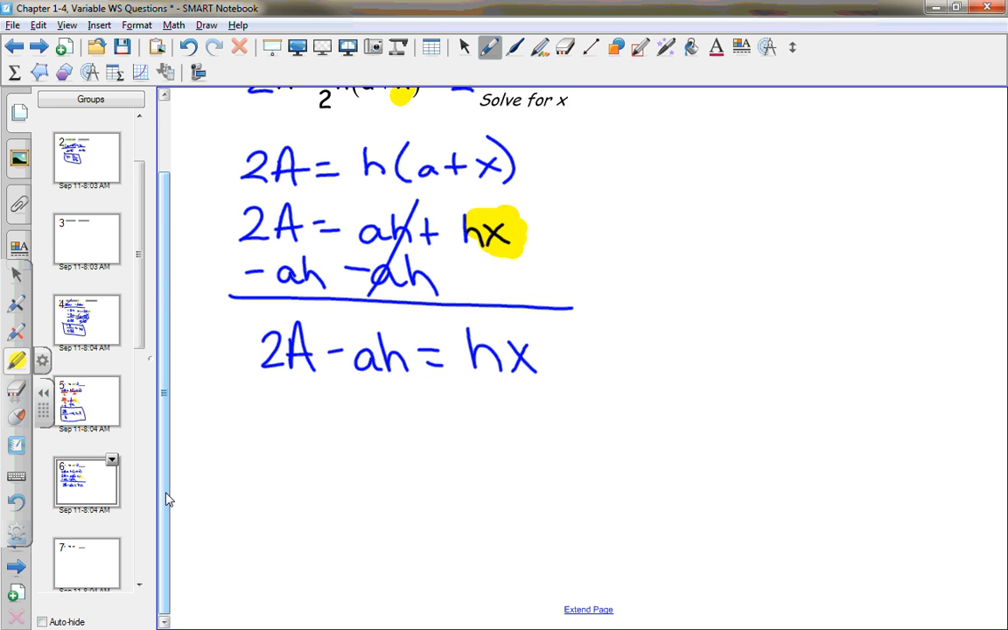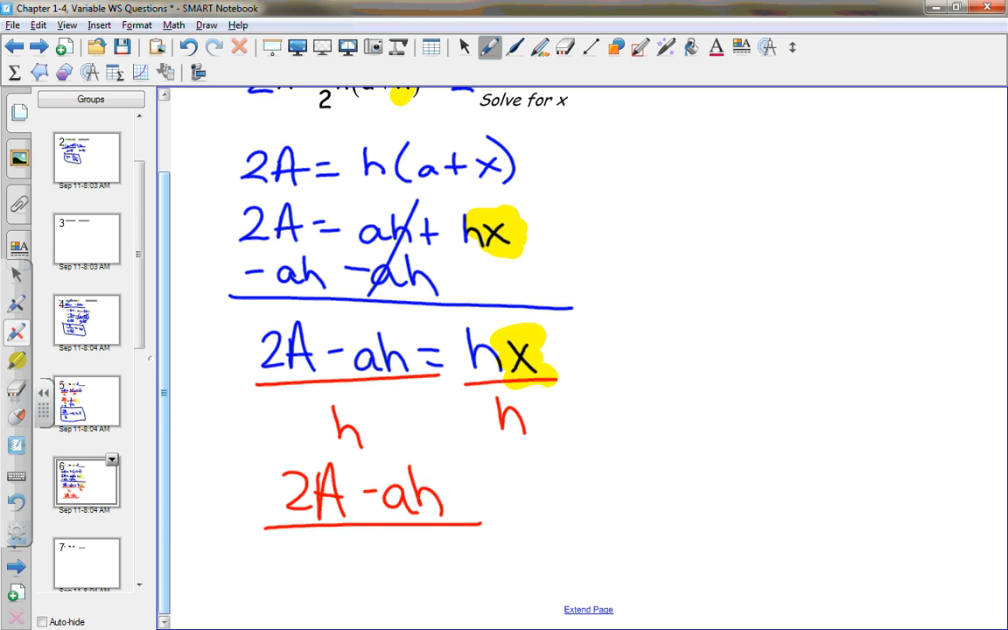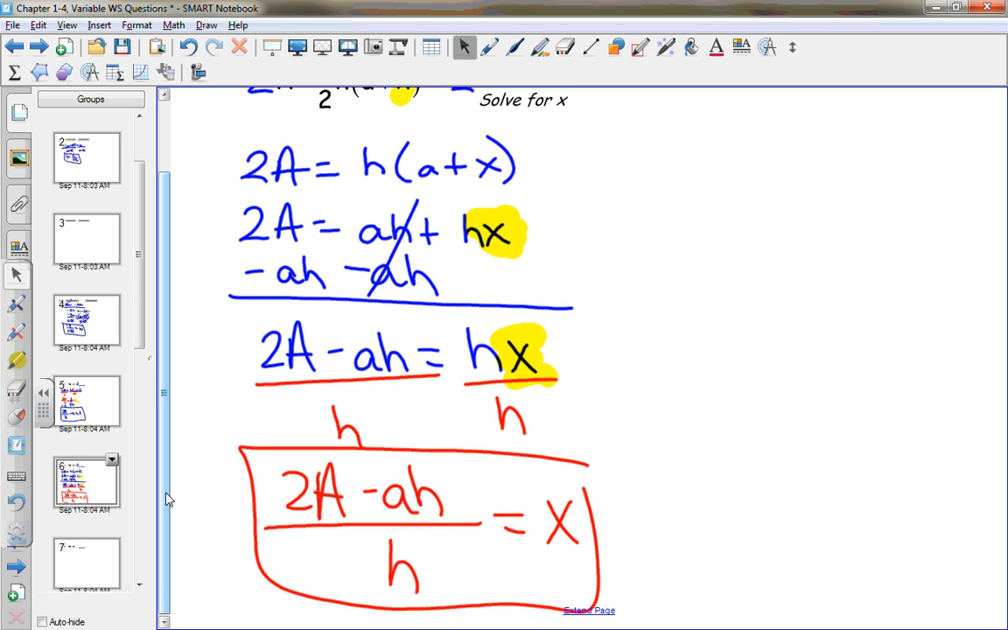What am I solving for? What's attached to it? How is it attached to it? How do I get rid of it? So what you're telling me is I need to take and divide both sides by the letter h to give me 2a minus ah over h is equal to x. I have a problem.